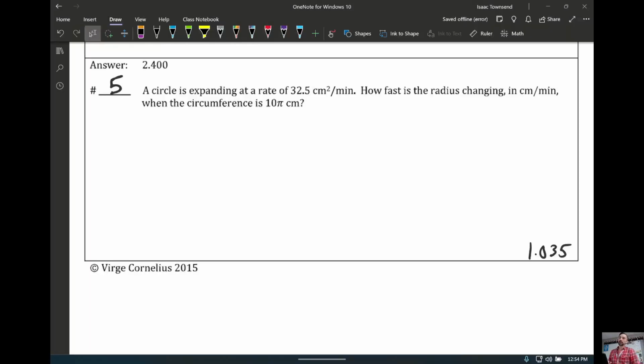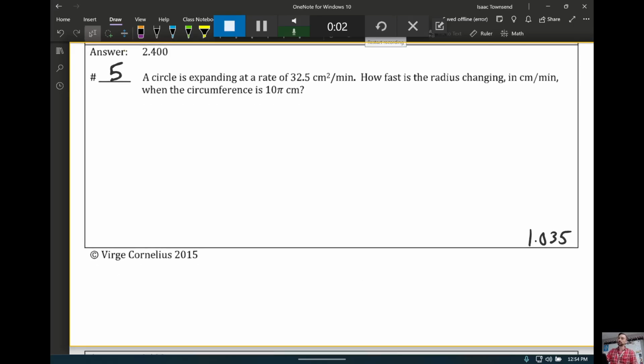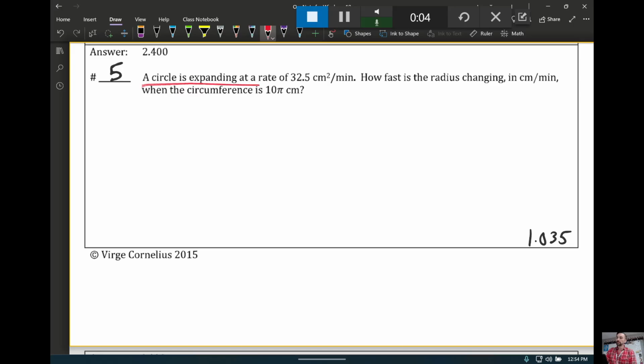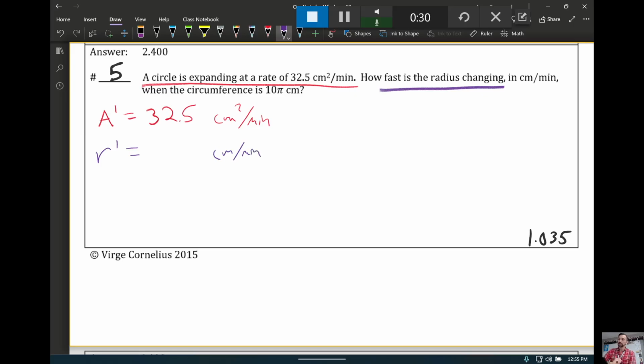All right, so question five. If you needed help with that, we've got the rate that his area is changing. I know this is talking about his area because of the units. Centimeter squared is referring to units. And since it's per time, that is A prime. How fast is the radius changing? So that would be R prime, in centimeters per minute. If the circumference is 10 pi.